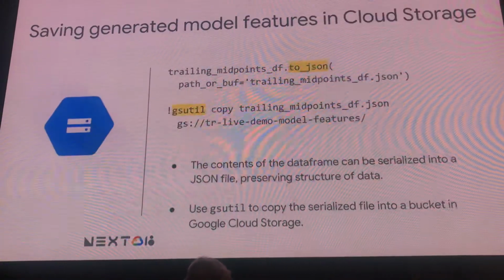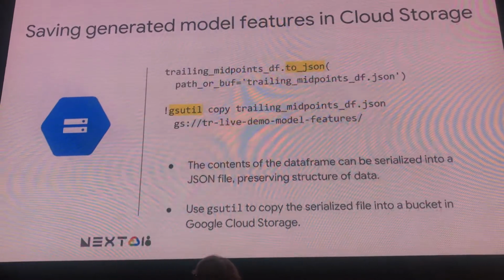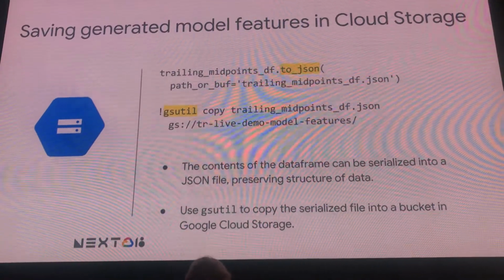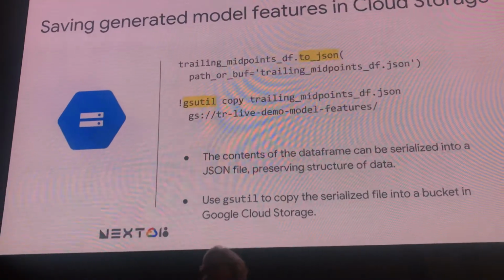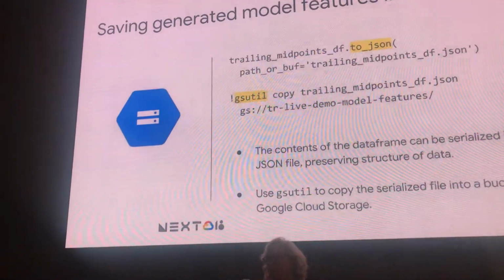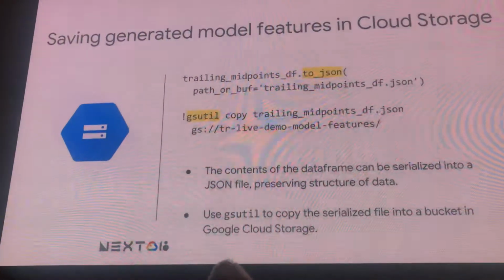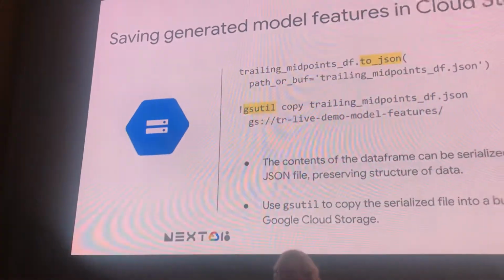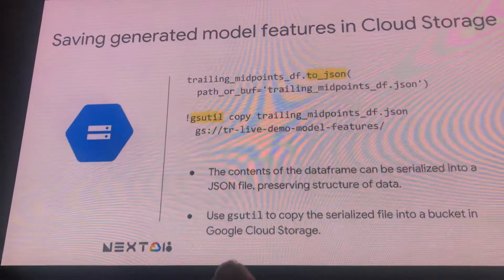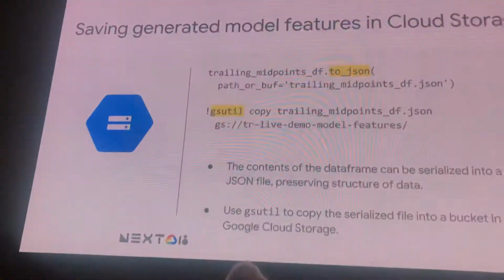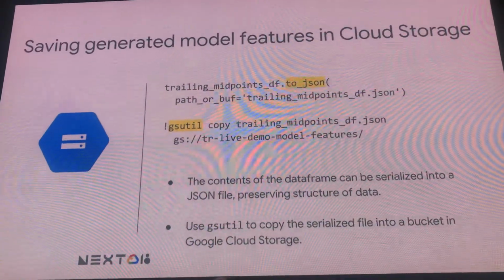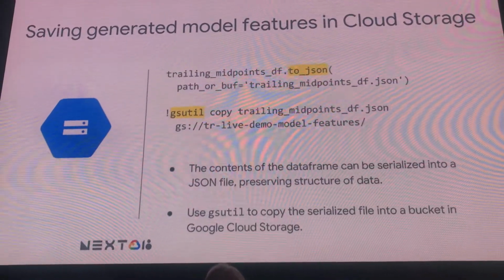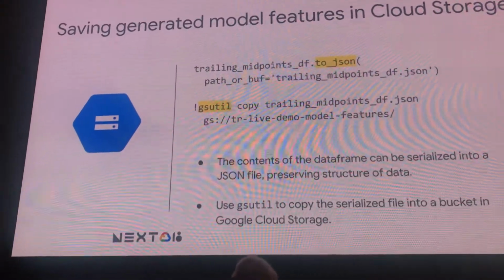So it's very convenient. Now, once you have this final data frame with all the features that you need, you can save it into a JSON file with the to_json function. JSON format is very convenient in that it preserves the structure of data. For example, it will save lists as lists. If you use the to_csv function, for example, it will save lists as strings and you lose the structure. So I recommend to_json. Then finally, if you wish, you can use the gsutil tool. It's one of the tools in Google Cloud to copy your JSON file into one of the buckets in the cloud.